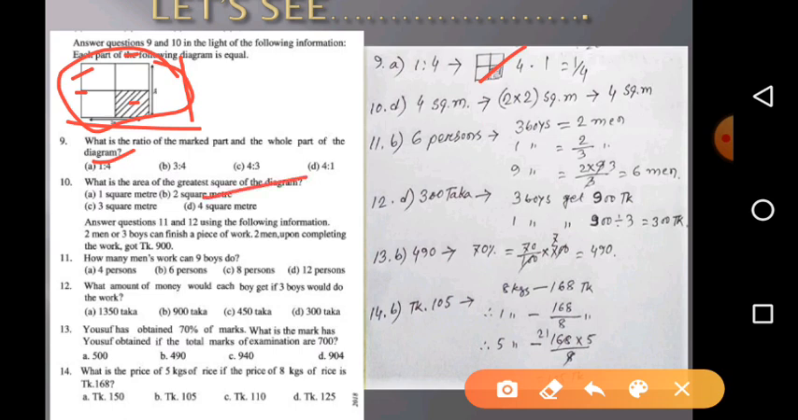Now we are going to another question. Answer question number 11 and 12 using the following information. 2 men or 3 boys, that means 2 men equal to 3 boys, can finish a piece of work.